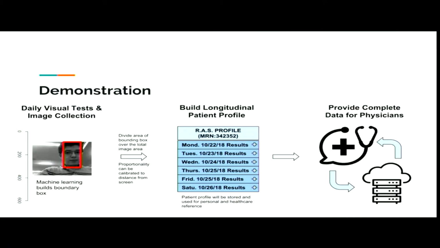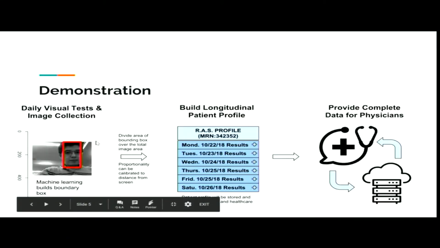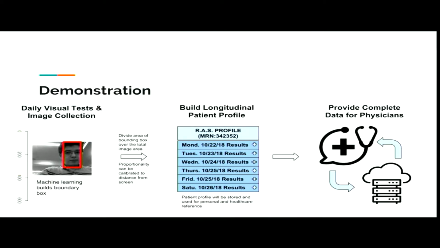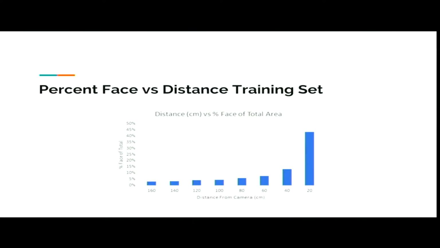So basically, this is how the app works. We have this boundary box right here, and then we calculate the area of the boundary box, and then we build that profile based on the distance that the machine learning calculates. And then it'll sync up with the provider's app as well. And here's just a proof of concept. So you can see that the closer you get to your phone, I mean, you can see this in real life, the closer you get to your phone, the more your face will take up the image.